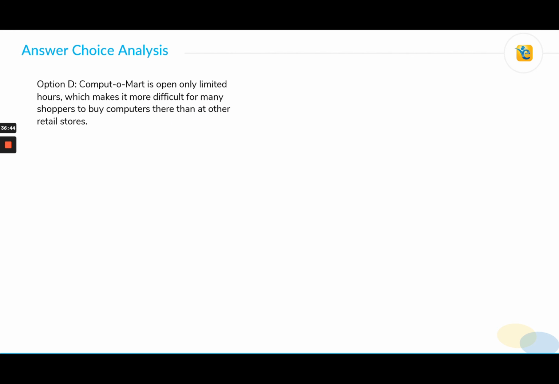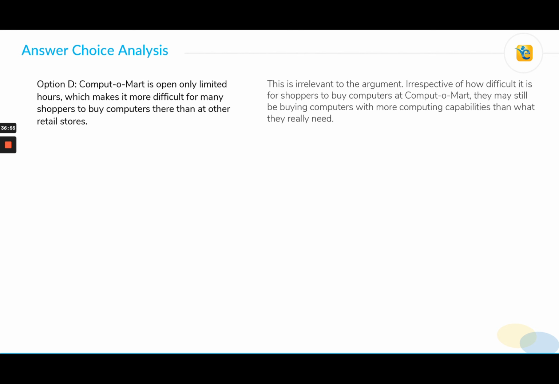Now let's come to option D. After A, B and C, D is actually a breeze. It's very easy to eliminate. Option D says Comput-o-mart is open only limited hours, which makes it more difficult for people to buy computers compared to other retail stores. This is easy to eliminate because it is completely irrelevant.